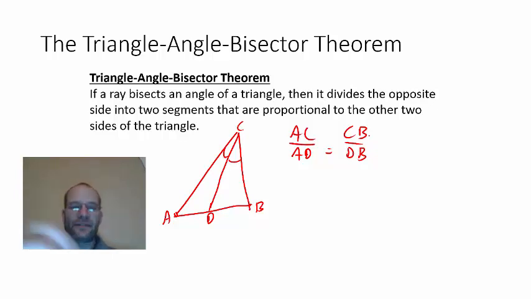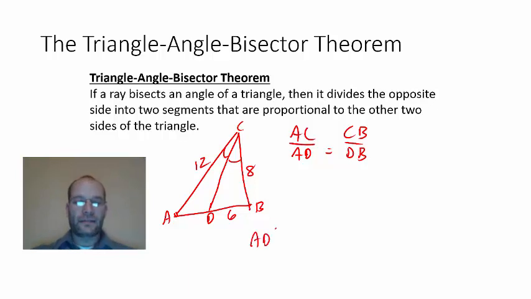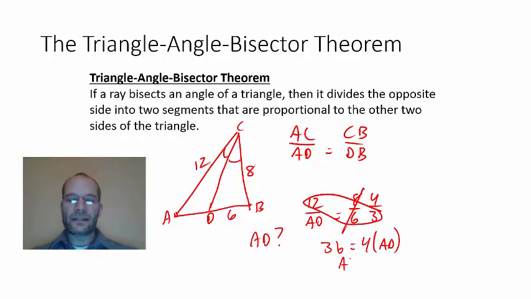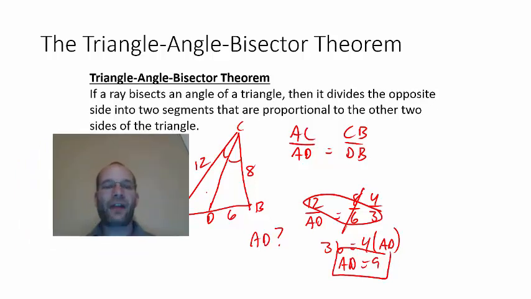Let's put some numbers on this and see if we can actually come to some conclusions. Suppose this is 12 and this is 8. And let's further suppose that this segment DB here is 6 units. Could we find the value of AD? Very simply, we put 12 over AD and set that equal to 8 over 6. In this case, 8 over 6 reduces to 4/3. And so we have 3 times 12, which is 36, equals 4 times AD, and therefore AD equals 9. So we can use this rule to find segments when we have an angle bisector in a triangle.